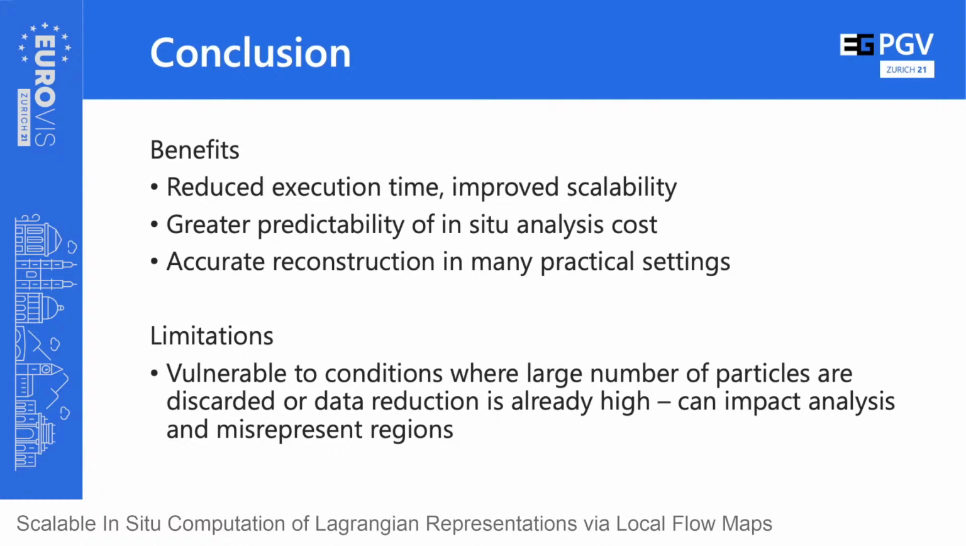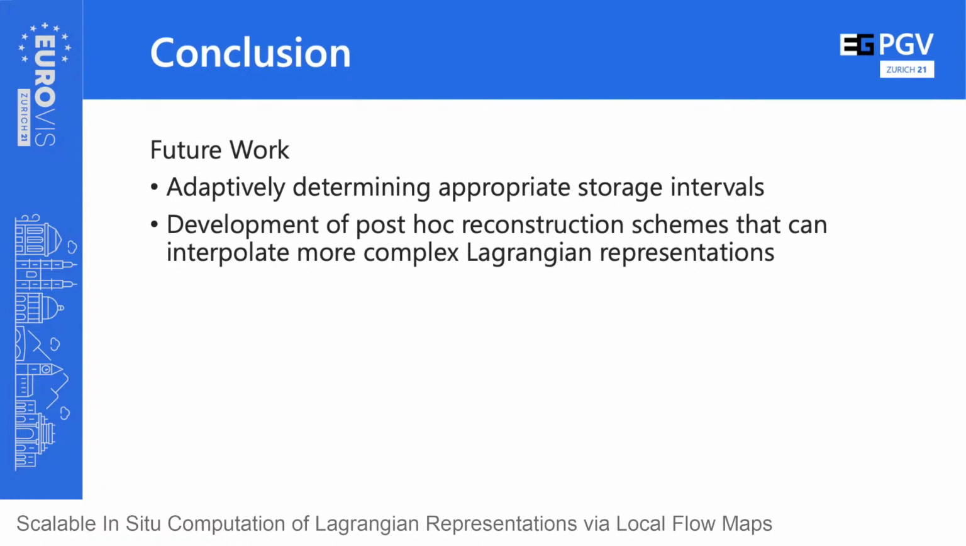A limitation of the work is that it can be vulnerable to conditions where too few particles form the flow map. This could either be due to a long storage interval or too few particles initially, that is, a high data reduction is being used. This, as a consequence, can impact analysis and result in regions potentially being misrepresented. These limitations, though, we believe can be addressed through future work, and there are several practical use cases for Lagrangian analysis in practice today that could benefit from flow maps being extracted using a communication-free model.